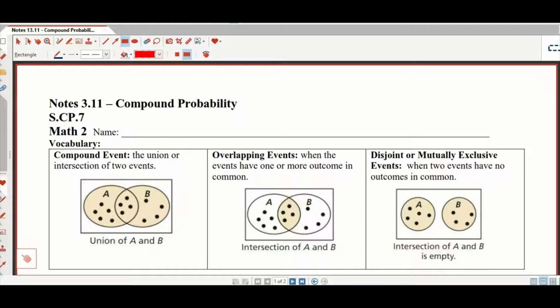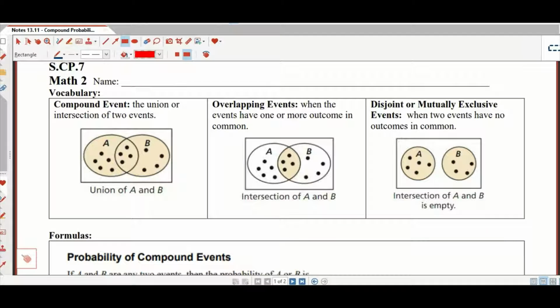This is Mr. P signing in, doing our very last notes for the honors section of Secondary Math 2, Notes 3.11, Compound Probability. So the compound event is the union or intersection of two events. Overlapping events are events where you have one or more outcomes in common. And disjoint or mutually exclusive events are when two events have nothing in common.